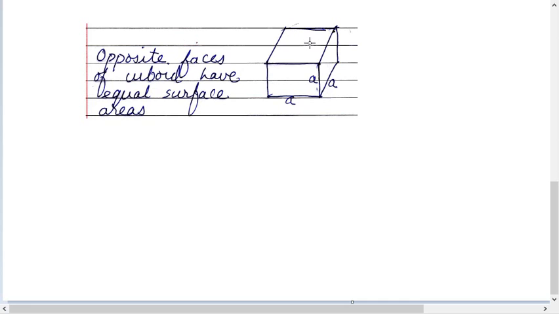That's why in a cuboid all the faces are not equal to each other, but opposite faces are equal to each other because they are rectangles. Okay, so opposite faces of a cuboid have equal surface area.